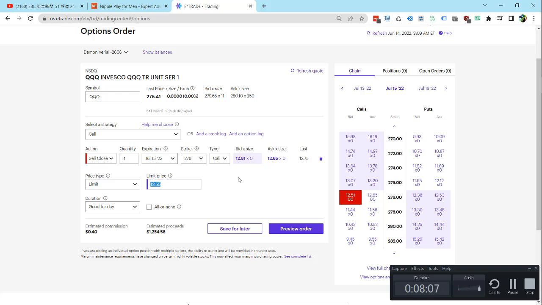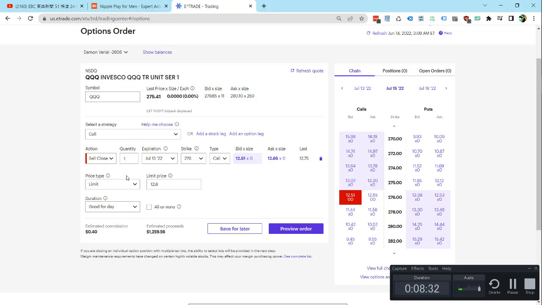The only difference here is you're looking for the highest price when you sell, so you want to be closer to that ask price. So let's say I want to try to sell it for 12.6, and that'll be a safe way to squeeze a little bit of extra money out of every trade you make, both when you open and when you close. So that's pretty much it.